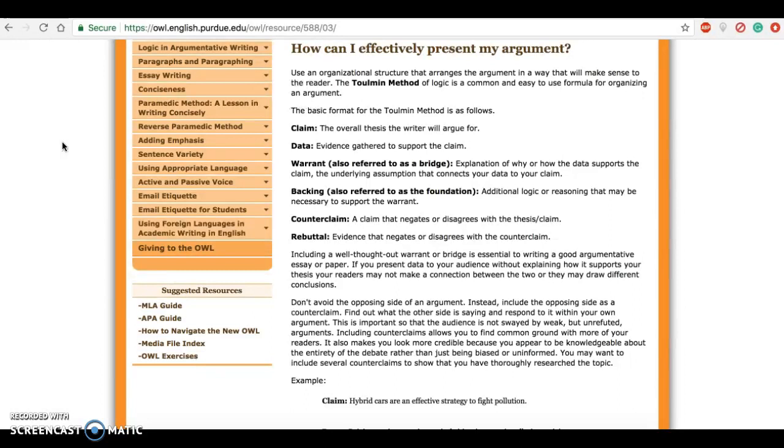Right? Now, after this, we have the grounds. The OWL Purdue calls it data, so you'll sometimes see it listed as facts. It seems that we can't really settle on any one name for this. But essentially, this is all of the reasons you have for believing your claim. Right? These are all the things that you know to be true, and because you know those to be true, they make you believe the claim.